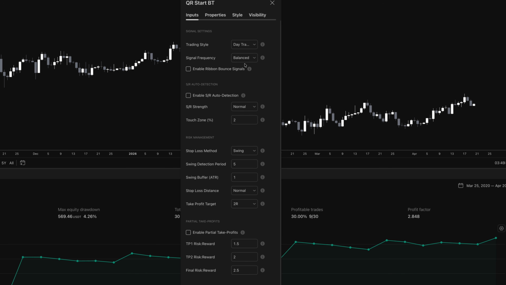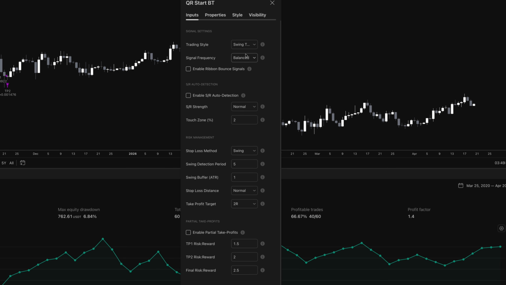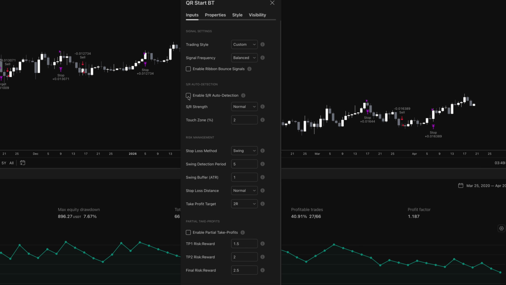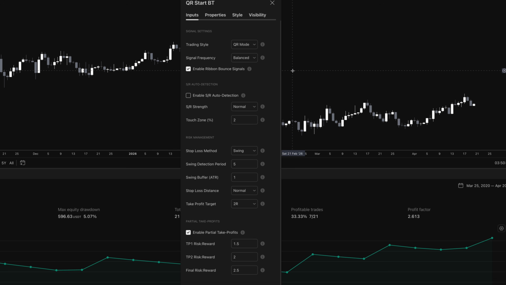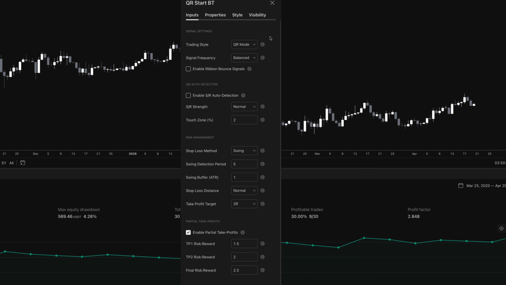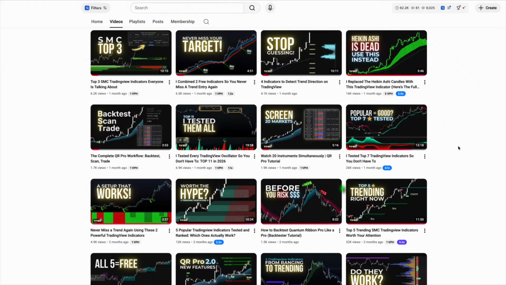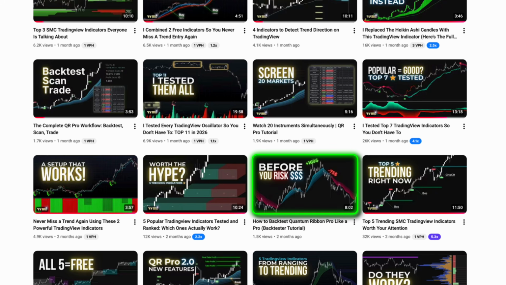Once you find settings that work, transfer them to QR Starter for live trading. Test different presets. Compare scalping versus day trading versus swing trading on your market. Find what works before you trade it live. There's a backtester tutorial on the channel if you want a deeper walkthrough.